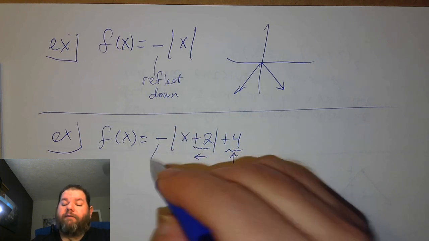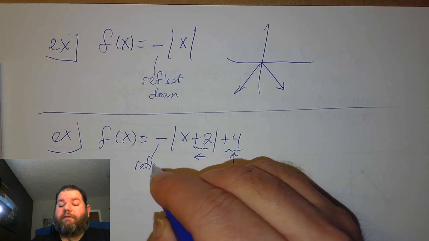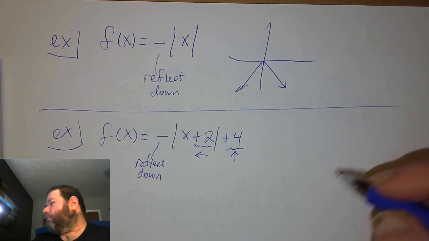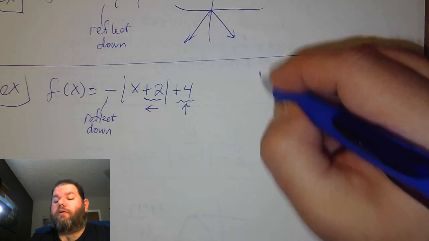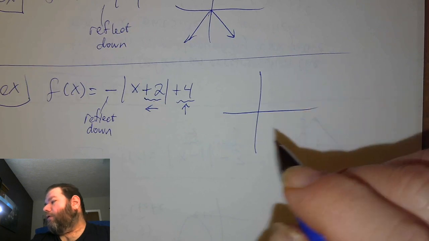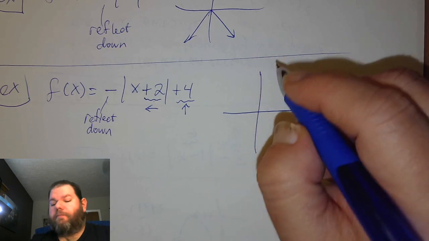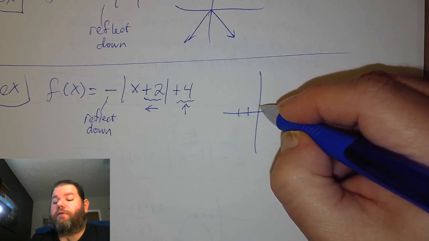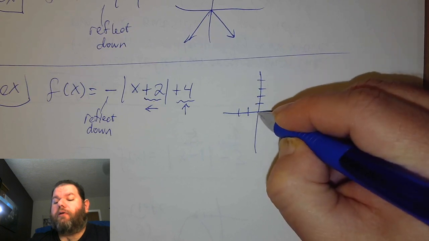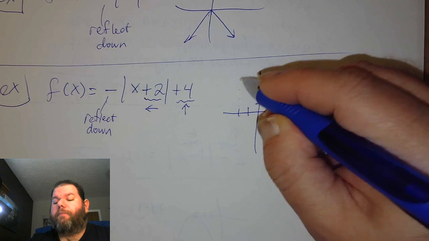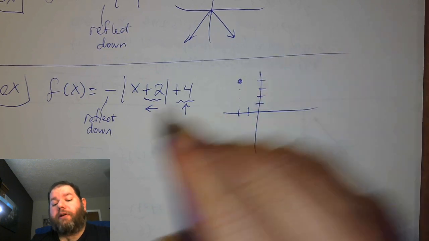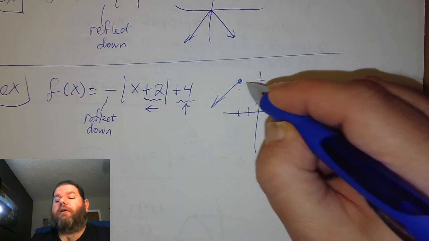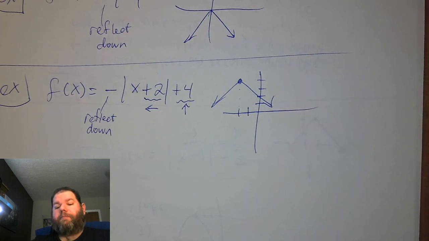And then, of course, we have the minus in front, where we reflect the graph down from wherever it ends up. So left 2 and up 4. So 1, 2 left, 1, 2, 3, 4 up. We'll go ahead and make our mark there, but now because it's reflected down, instead of going up from this point, it goes down instead.